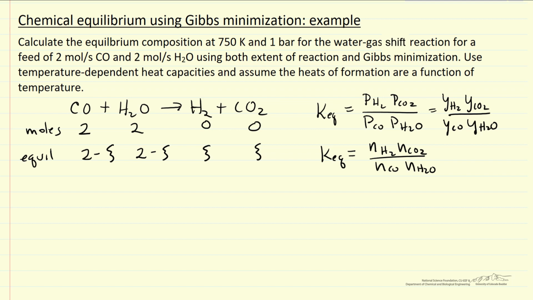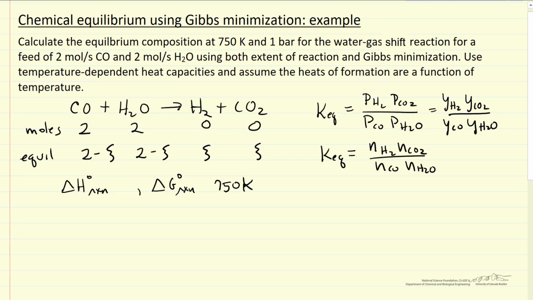So what we've done, on a spreadsheet, is first calculate delta H of reaction at standard conditions as a function of temperature. That allows us to calculate delta G of reaction, standard conditions, at 750 Kelvin. Again, we calculate this using heat of reaction as a function of temperature and heat capacities as a function of temperature. The value for delta G of reaction is minus 11.21 kilojoules per mole.